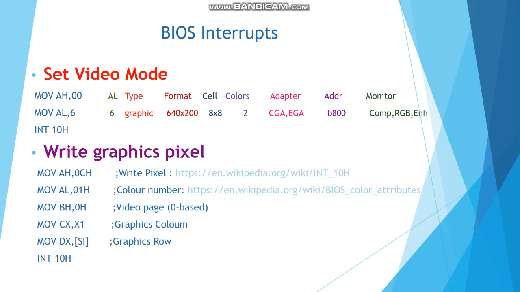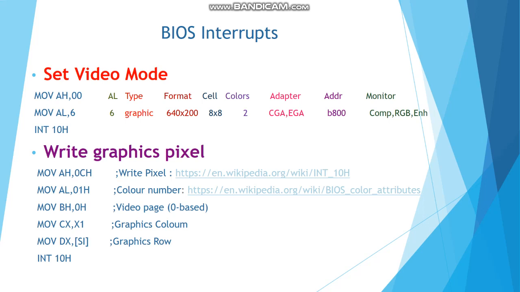And the second function that we need to study for this assignment is writing the graphics pixel on the screen. For writing the graphics pixel on the screen, the function is 0CH, that we need to move into AH. The second value that we have to move into AL is 01. The 01 represents the color number. Color number may range from 0 to 15 in hexadecimal.